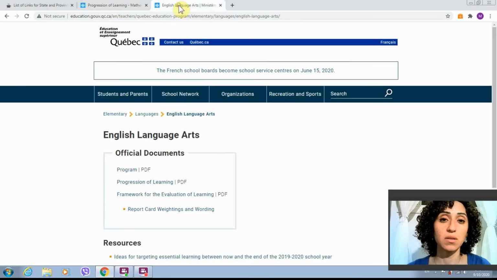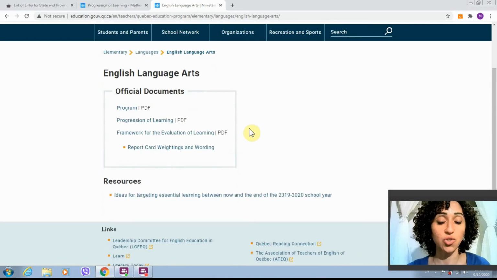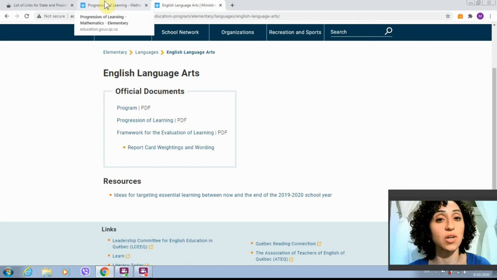I want to explain that on the Quebec education website, there is a link to the program, and there's a link to the progression of learning, and then the framework for the evaluation of learning. The program is like a big overview, and it has these competencies, they call them, and they are very broad, and they don't tell you much about the nitty-gritty and the specifics of what your child has to learn. So that's why I put links to the progression of learning, because the progression of learning, on the other hand, is very specific and it has the nitty-gritty.